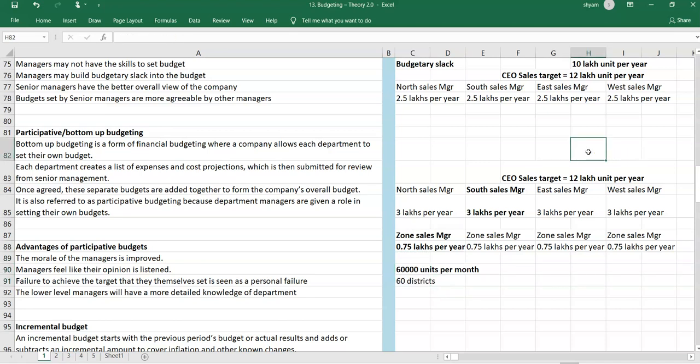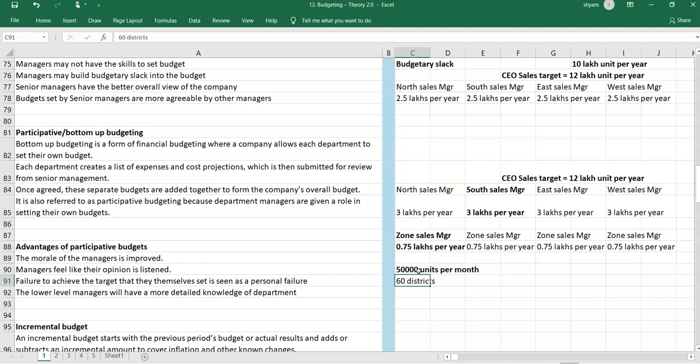So how does participative budgeting work? First, the zone managers will ask the lowest level sales managers, who are the district sales managers. They'll ask them how many units could be sold. The lower level managers will tell, sir, we can sell a maximum of 50,000 units. We can't say it is slack; sometimes it can also be the only way to create a budget. So they will say we can sell 50,000 units per month.